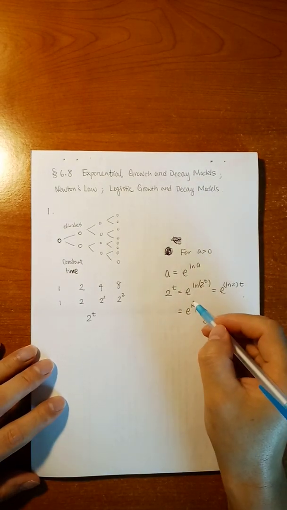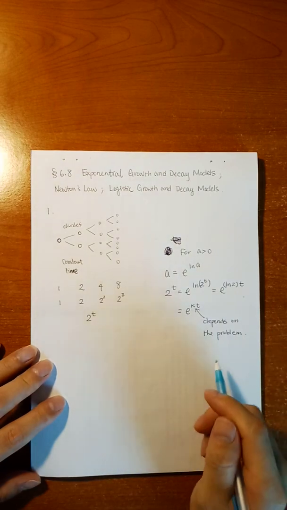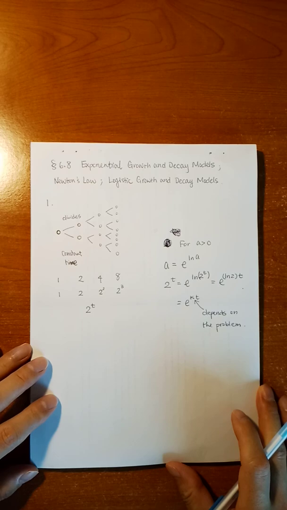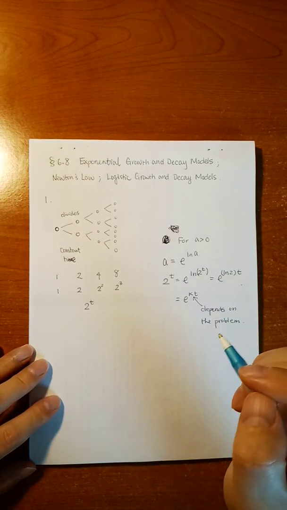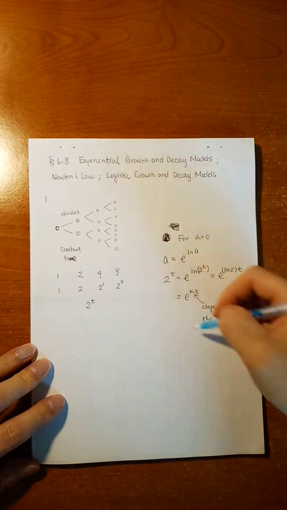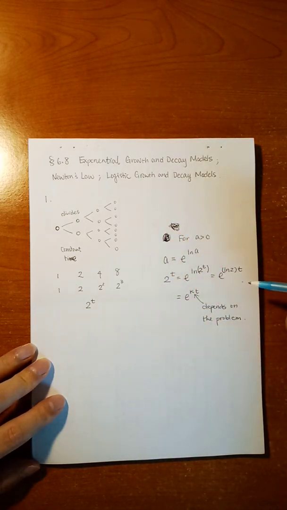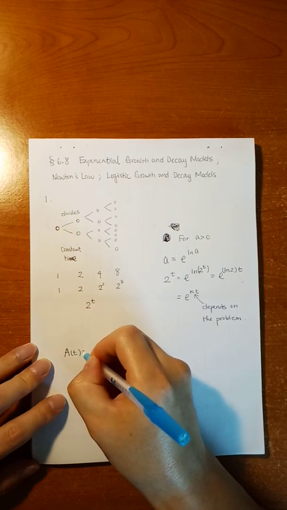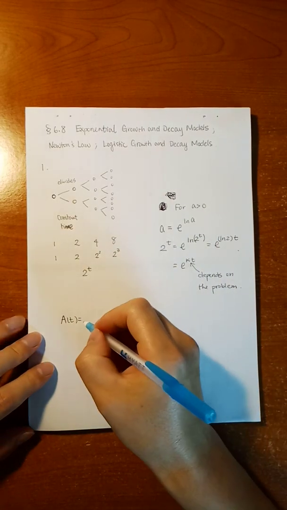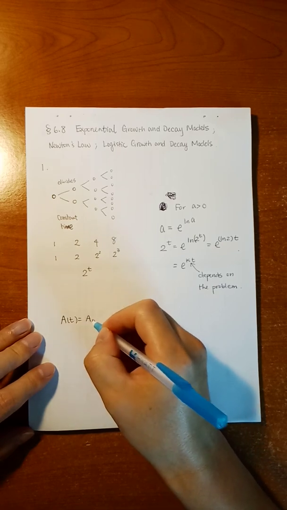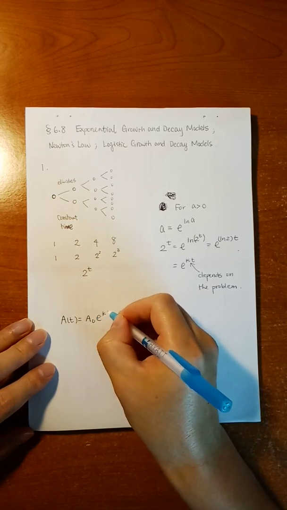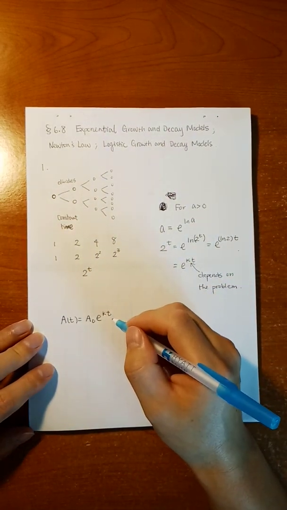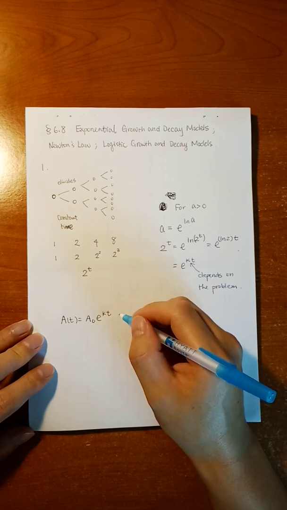Okay, so this is going to be the function we study, and this is why the exponential function is very important. To make this discussion more theoretical, we define the following function. A function A of t is defined to be A0 times e to the kt. This is the target function we are going to study.